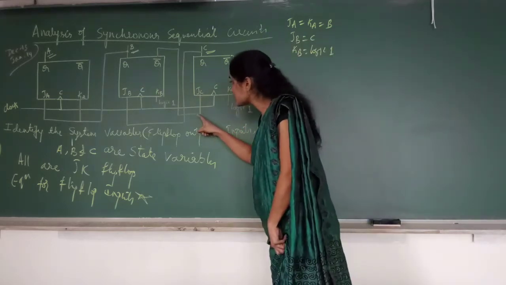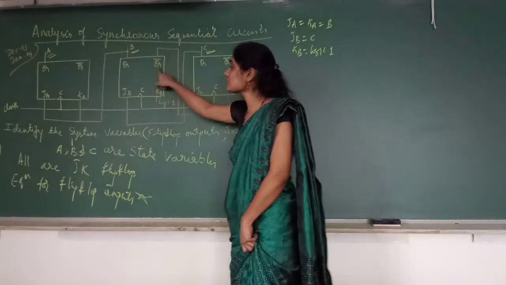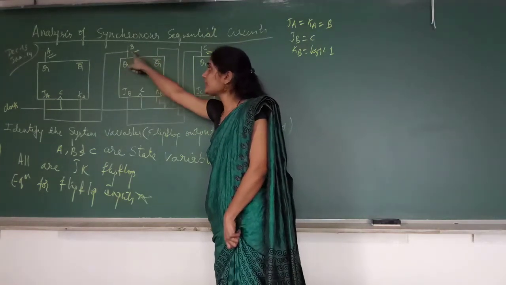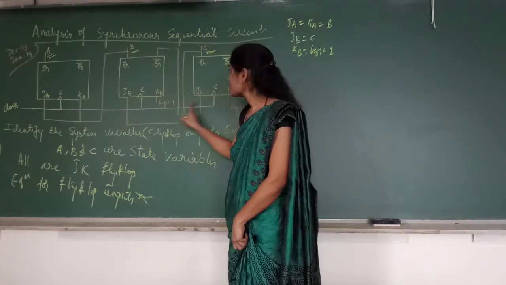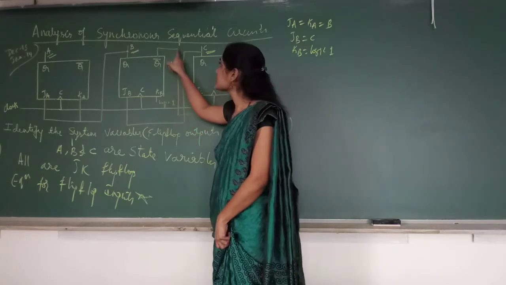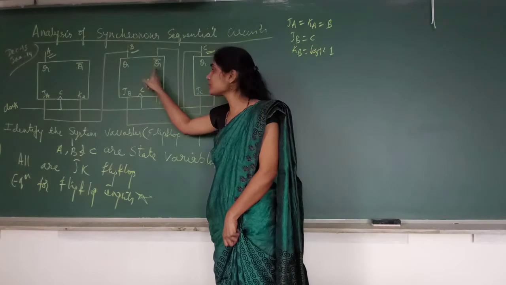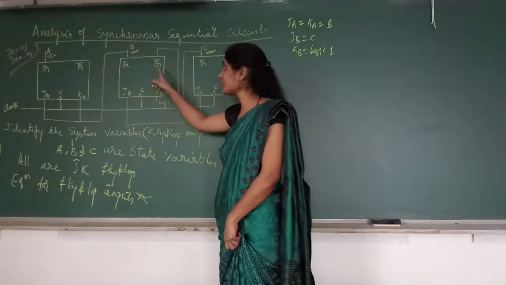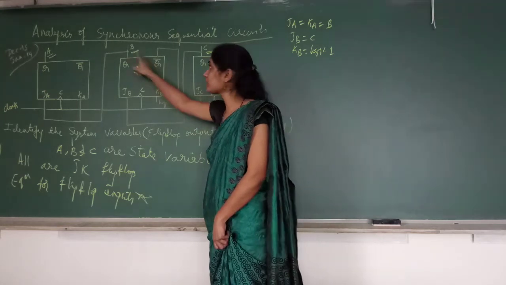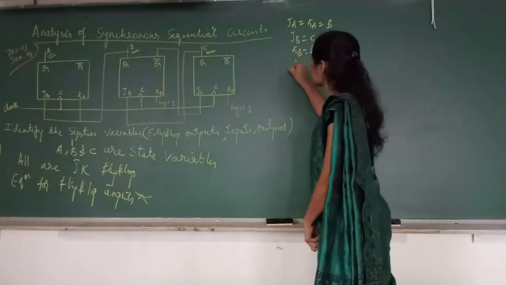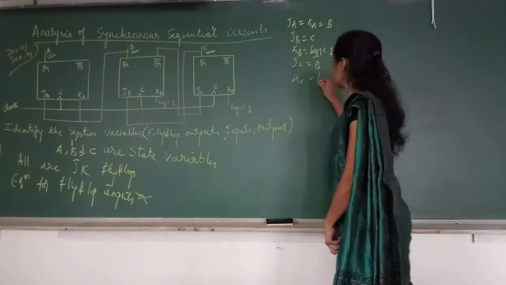What is JC? JC is equal to Q bar. What is this Q bar? This Q they have called B. So what is this Q bar? This Q bar is nothing but B bar. So JC is nothing but B bar. Since they have denoted this as B, this will obviously be B bar. You are not supposed to write Q bar. Q bar is the output of the second flip-flop. How have they denoted it? B bar. So what is JC? JC is B bar. And what is KC? KC is logic 1.